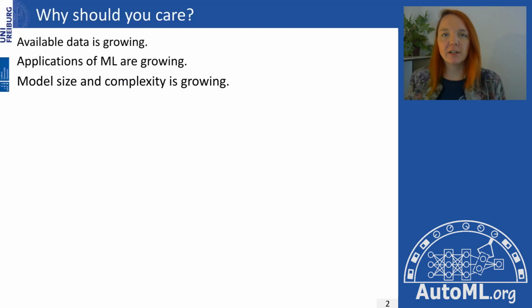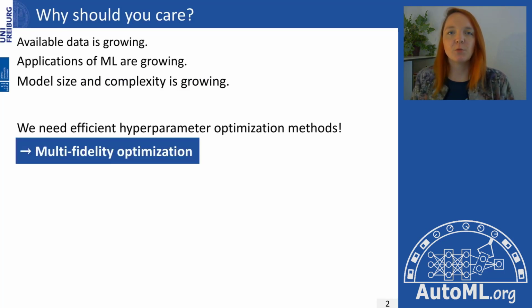The amount of available data is growing and machine learning is applied everywhere. The size and complexity of these models is larger than ever. But still we want to perform hyperparameter optimization. And multi-fidelity optimization can efficiently optimize such expensive hyperparameter optimization problems. It makes use of cheaper approximations such as the number of epochs, iterations or dataset size. And it has been shown to provide tremendous speed-ups.